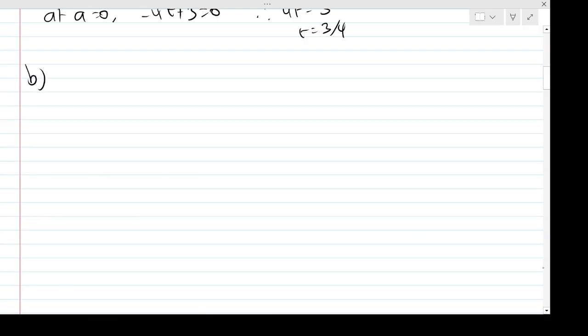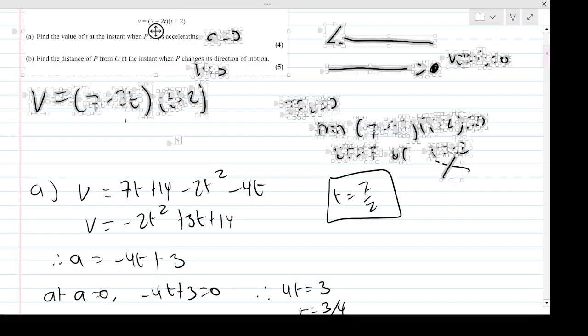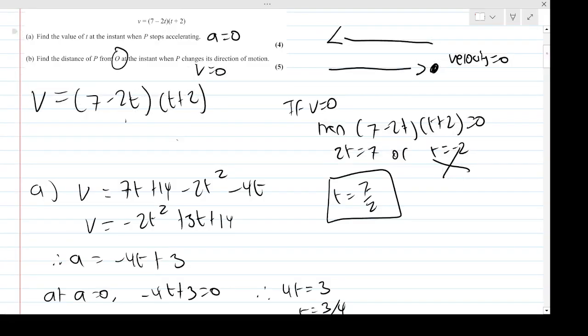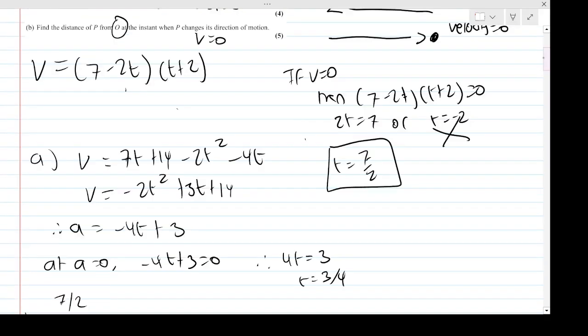Okay. Well, we want the distance then. We're going to need to compute the integral from 0, right? Because it starts from O at 0 until when it goes to velocity 0. So in other words, from time 0 at the start until when the time is 7 over 2. So we're integrating the velocity from 0 to 7 over 2, right? And the velocity, again, if I remind you, is minus 2t squared plus 3t plus 14.